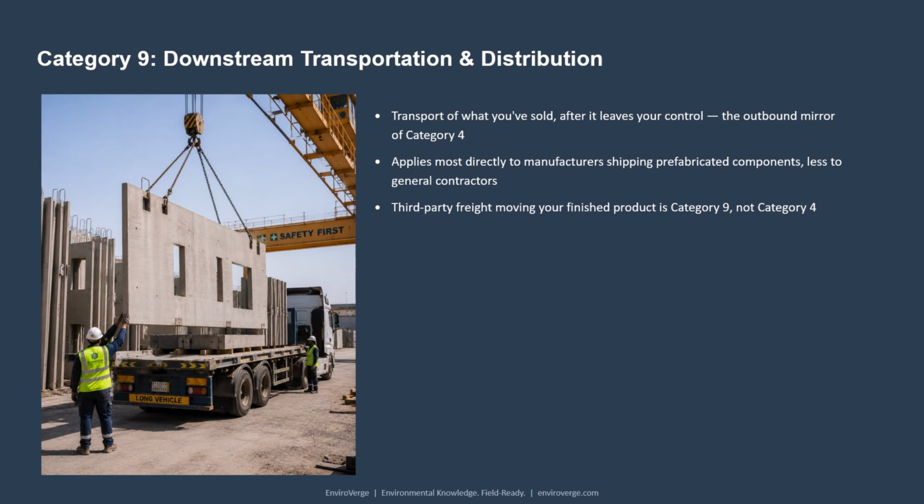Category 9 is transport of what you've sold after it leaves your control, the outbound mirror of Category 4. This applies most directly to manufacturers shipping prefabricated components, less to general contractors. Third-party freight moving your finished product is Category 9, not Category 4.